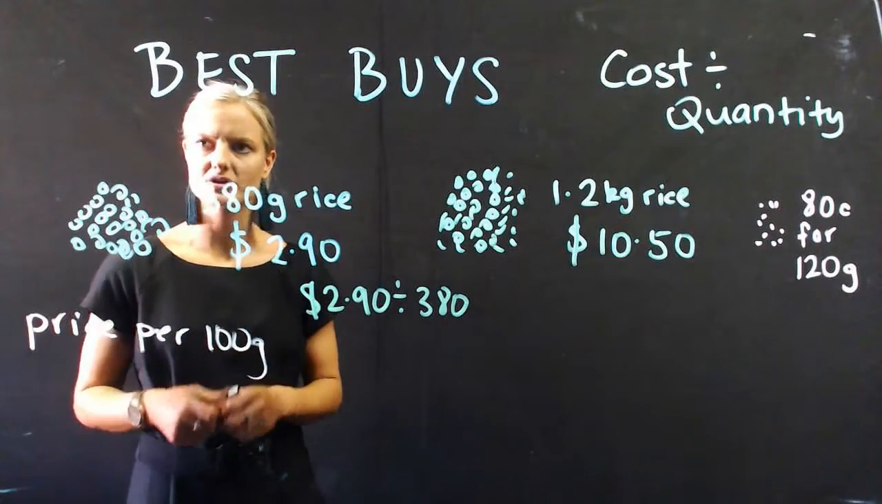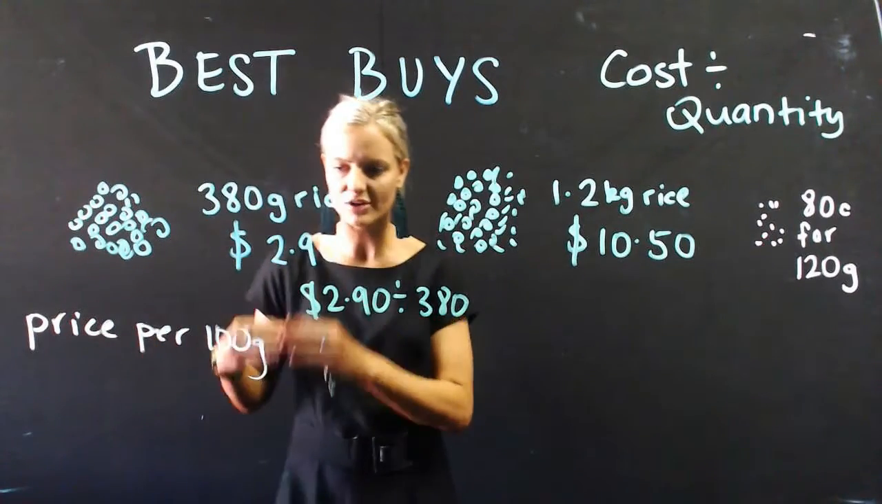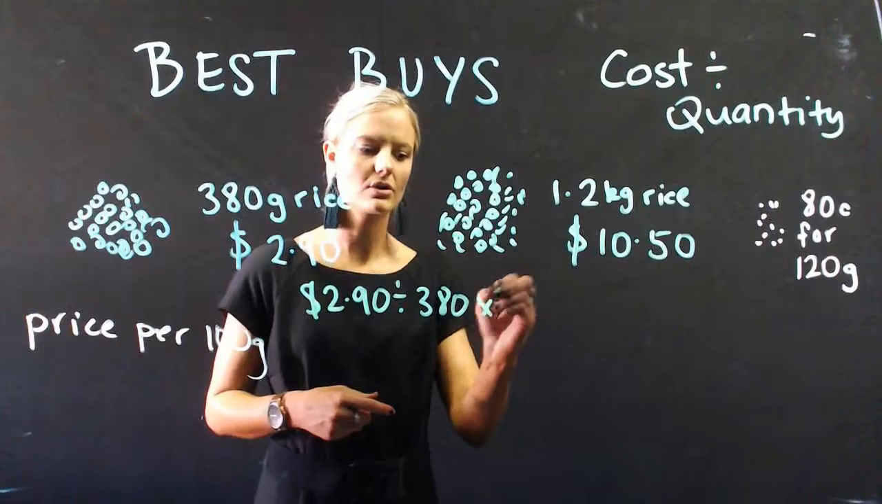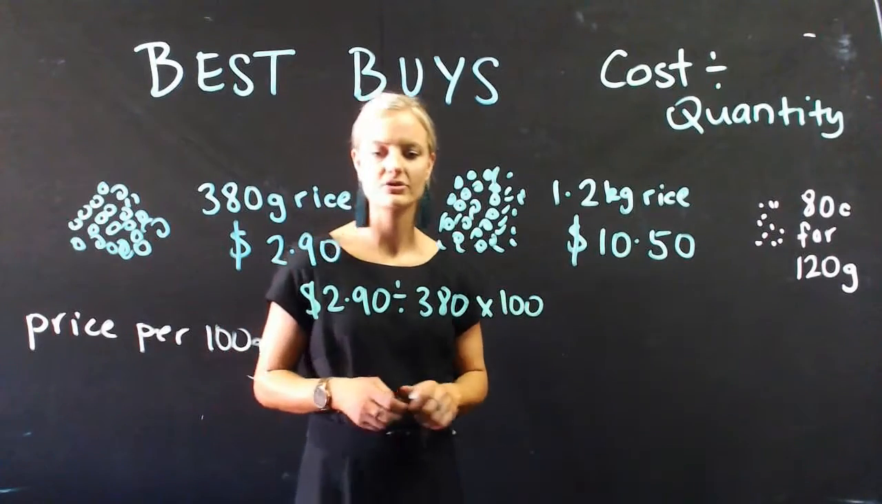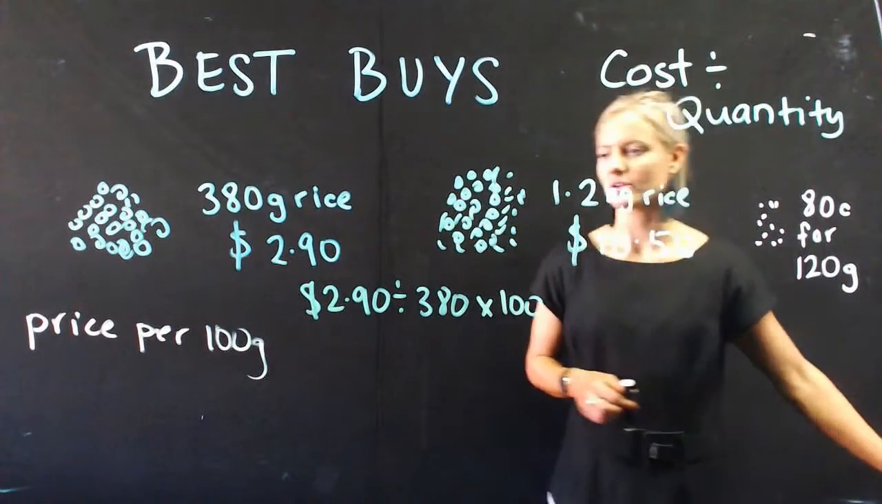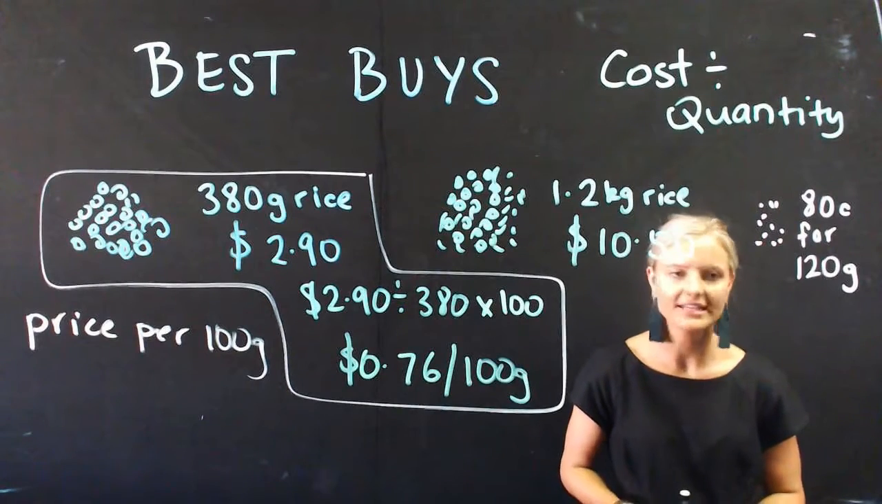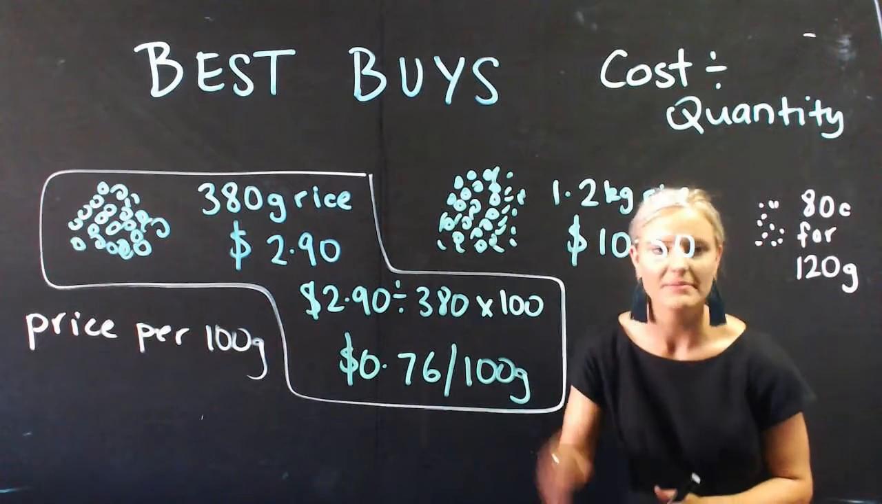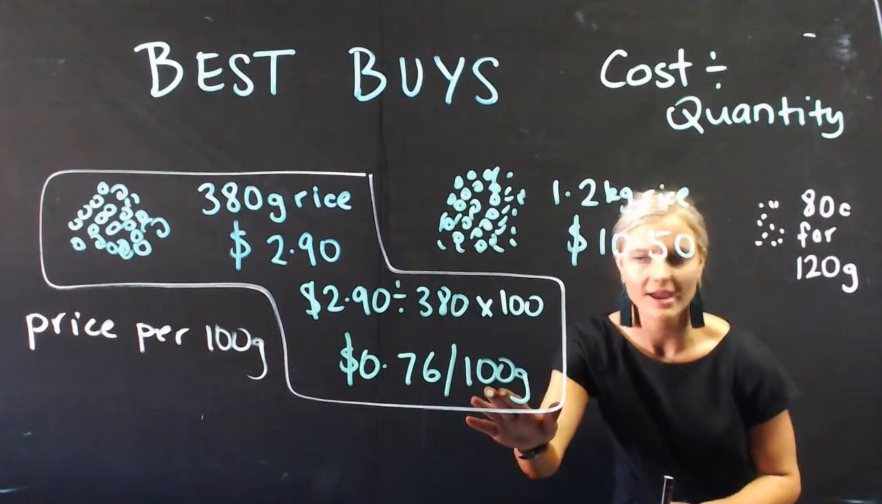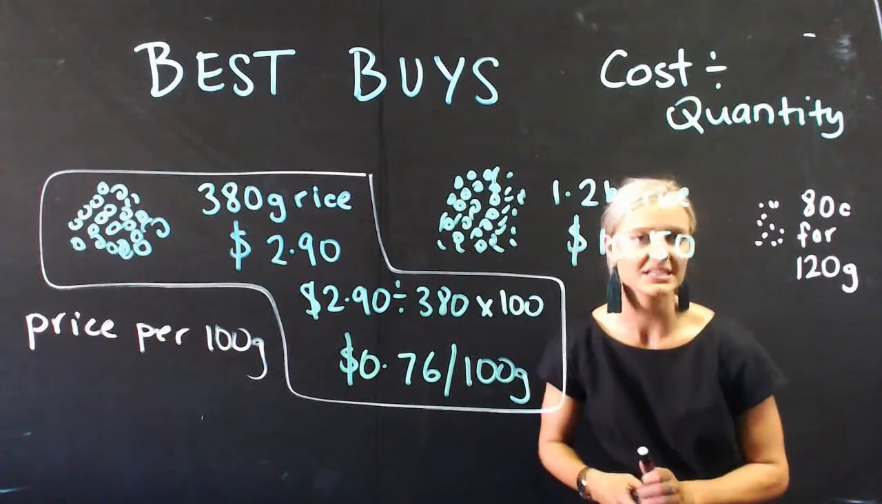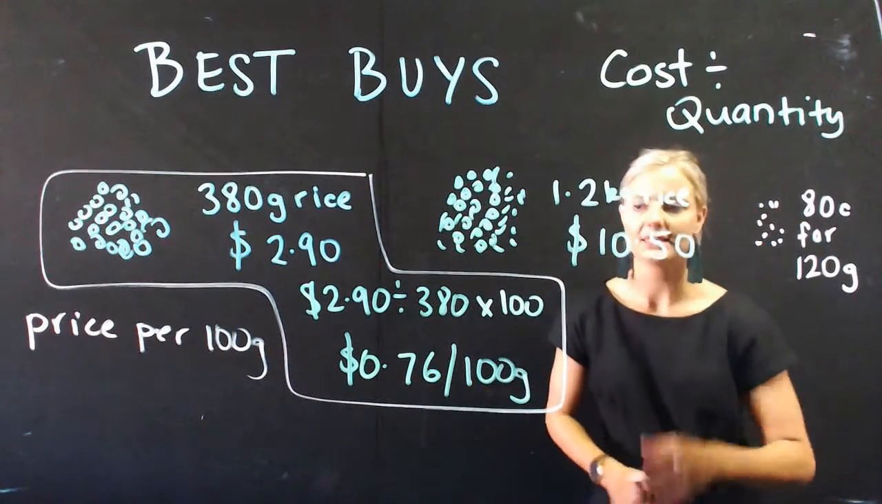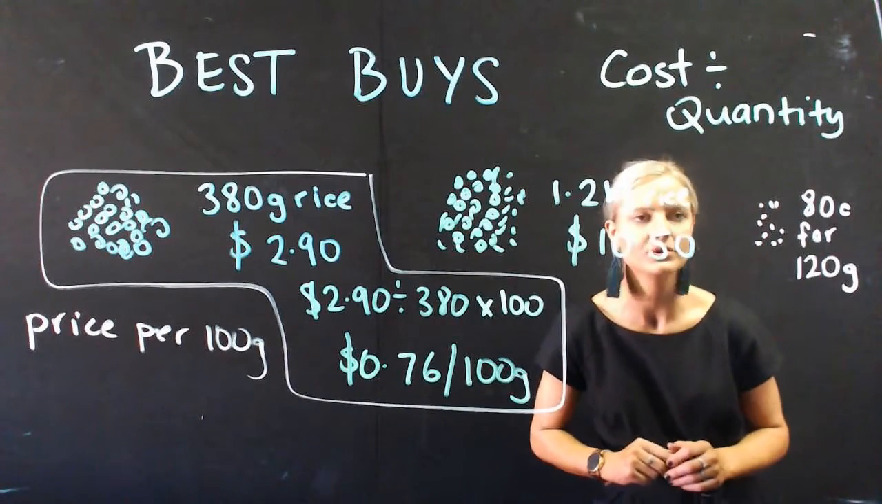But we want to know per 100 grams. Therefore, to get from 1 gram back up to 100 grams, we're going to multiply our answer by 100. Let's work that out just using a calculator. So $2.90 divided by 380, then multiply by 100 to get back up to 100 grams, works out as 76 cents per 100 grams. Let's see if it's cheaper for the bulk 1.2 kilo option.